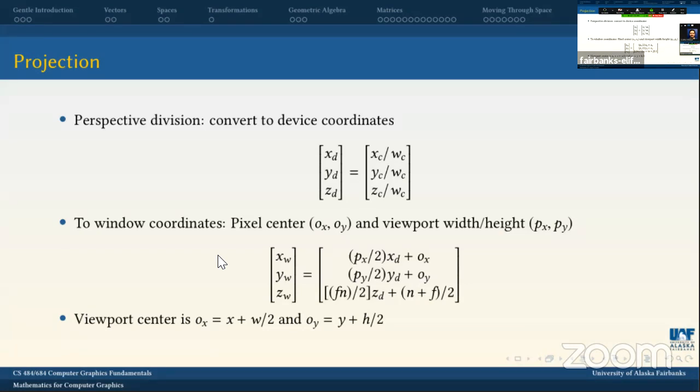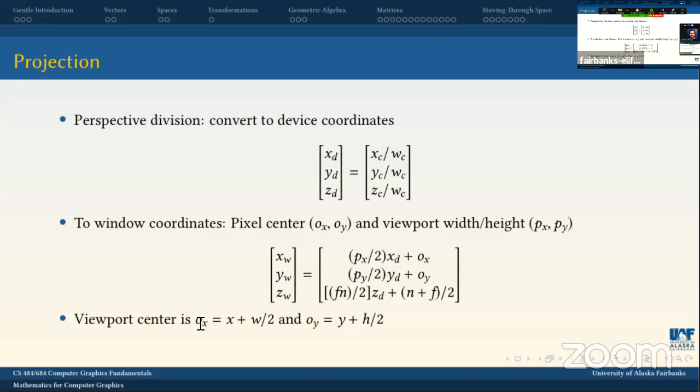So now we would need to scale that so that it fits inside our frame buffer. If you notice over here, we have two sets of coordinates. One's called the pixel center, that's the origin on the screen, OX and OY. And the viewport width and height, PX and PY.